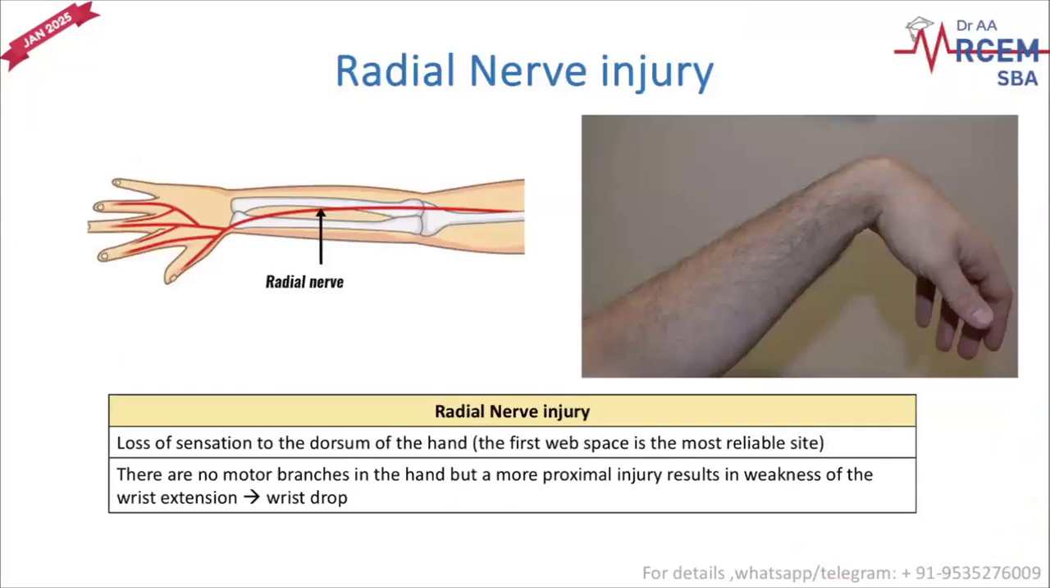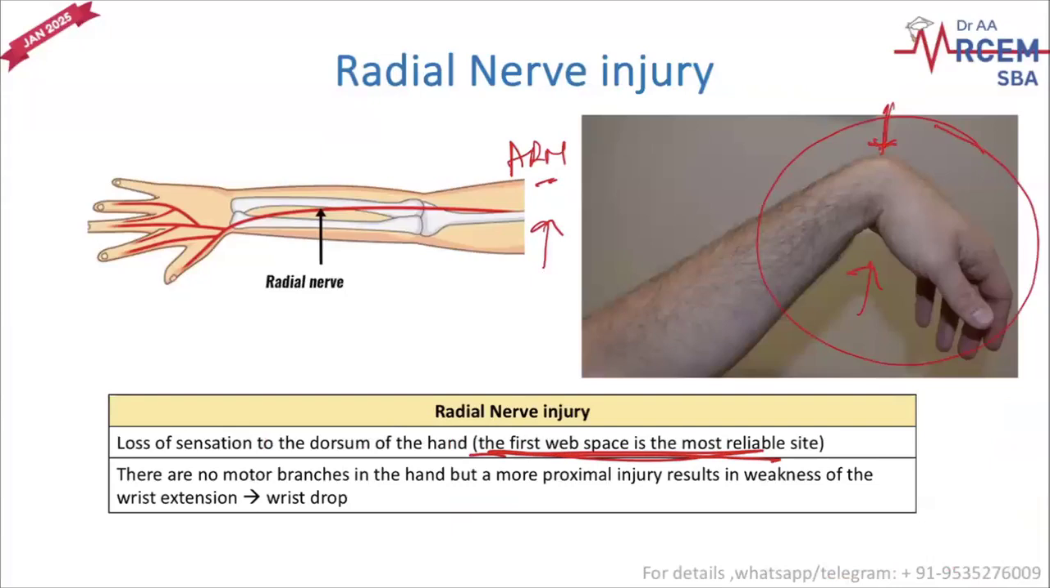Radial nerve injury: you do not see wrist drop if the injury is at the level of the wrist. You see it if it is at the level of the arm, in the groove of the humerus. At that level only, you see wrist drop. You see only sensory loss if the injury is at the level of the wrist, mainly checked over the first web space.